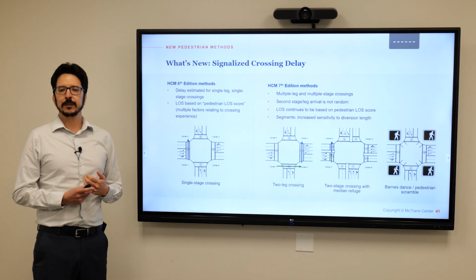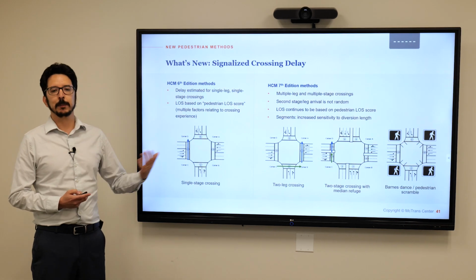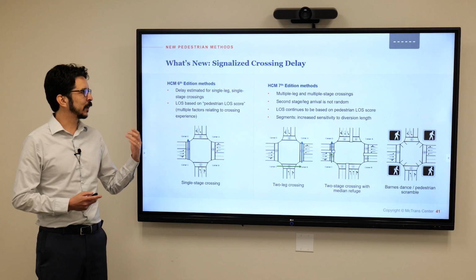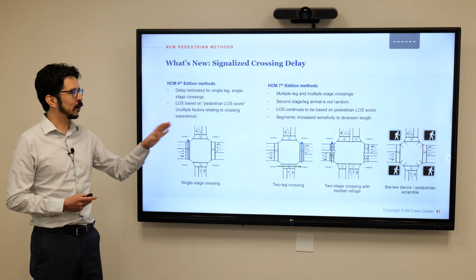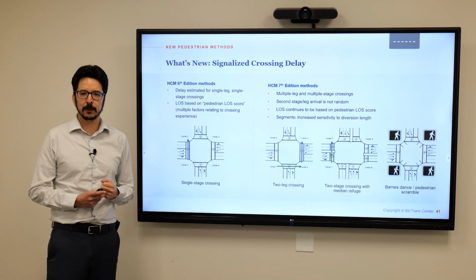Also, the new 7th edition also implements the Barnes Dance, or pedestrian scramble, so you can analyze this operation when you interrupt all vehicular traffic and you assign a walk phase for every pedestrian in the intersection.